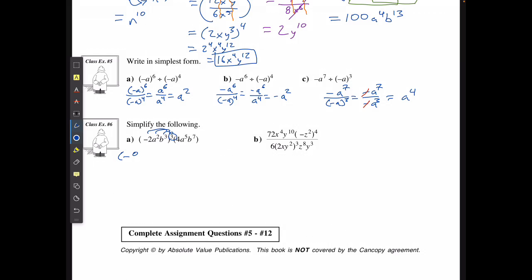2 to the power of 3 is 8. A to the 2 to the 3 is a to the 6. B to the 3 to the 3 is b to the 9. And then I have 4, a to the 5, b to the 7. If I have negative 8 times 4, that gives me negative 32. A to the 6 times a to the 5 is a to the 11. And b to the 9 times b to the 7 is b to the 16. And there's my answer.